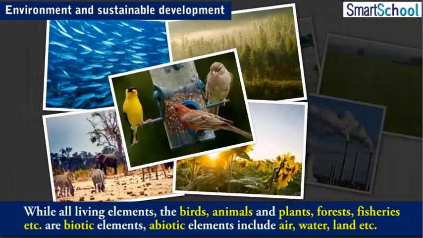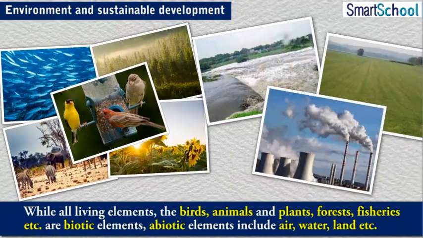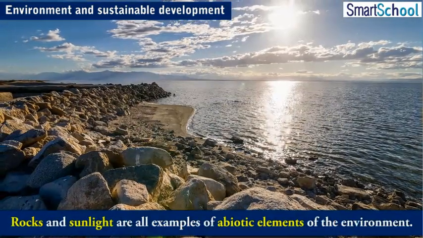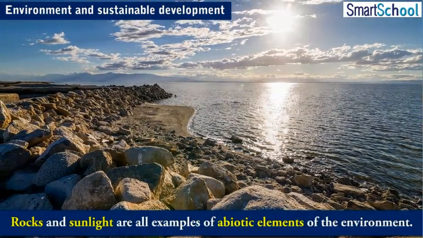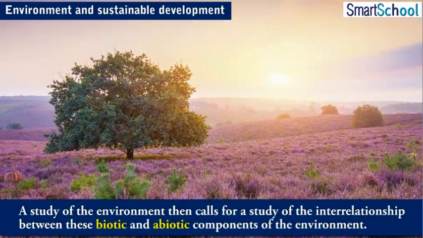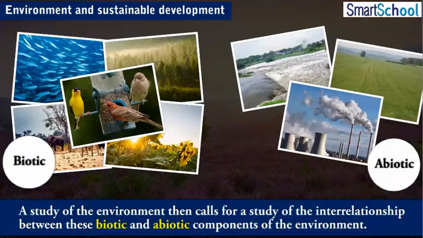While all living elements, the birds, animals and plants, forests, fisheries, etc., are biotic elements, abiotic elements include air, water, land, etc. Rocks and sunlight are all examples of abiotic elements of the environment. A study of the environment then calls for a study of the interrelationship between these biotic and abiotic components of the environment.